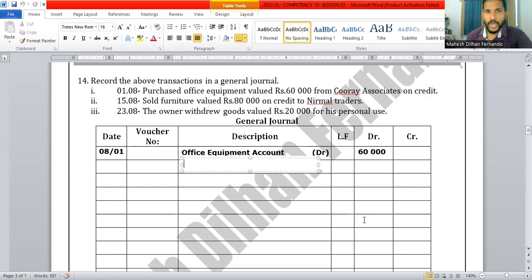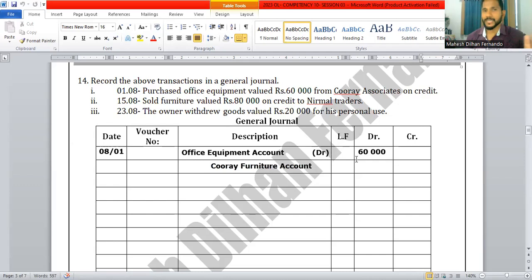Okay. You can't start it from the left-hand side corner of the description column. I mean the credit entry. It has to be taken somewhere to the middle of the description. You have to write Corey Furnitures account. And you don't write CR here.